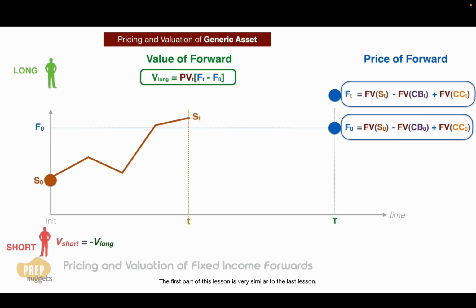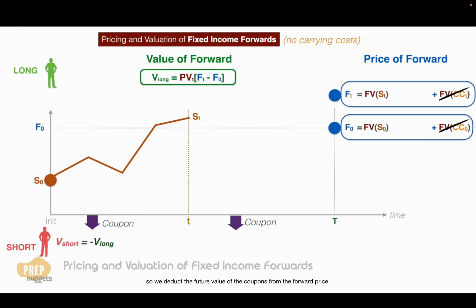The first part of this lesson is very similar to the last lesson. Like equity forwards, fixed income forwards do not have carrying costs. Coupons are interim benefits received by the short, so we deduct the future value of the coupons from the forward price. In essence, the price of a fixed income forward is the future value of its spot price minus the future value of the interim coupons. Unfortunately, that's where the similarities with equity forwards end.